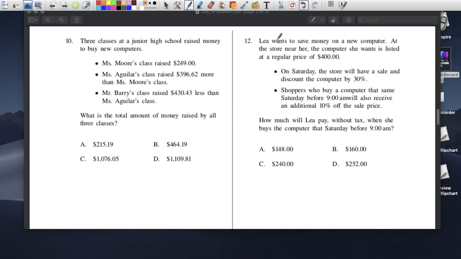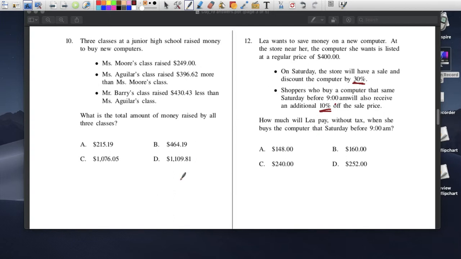12. Okay, so Lee wants to save money on a new computer. Her computer is listed at $400. On Saturday, the store will have a sale and discount the computer by 30%. Also, shoppers who buy a computer that same Saturday before 9 a.m. will get an additional 10% off the sale value. So if Lee goes there on Saturday before 9 a.m., she gets two discounts, a 30% discount, and then a second discount, 10%. So how much will she pay?